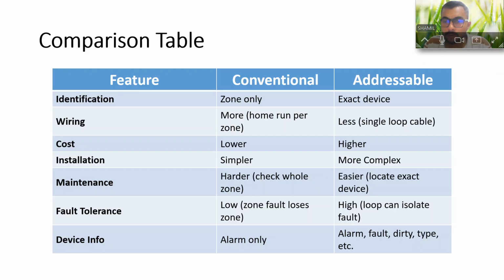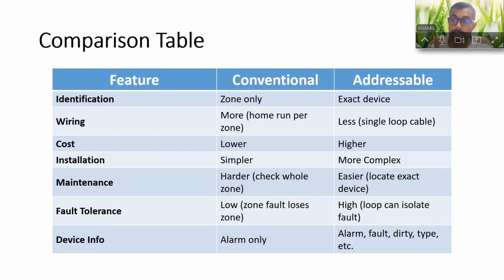Okay. Now coming to fault tolerance, the fault tolerance of a conventional system is low. That is, suppose that there's an open circuit in the conventional system. If there is an open circuit in one particular zone, then the entire zone loses its operational capability. Okay, but when it comes to the addressable system, if there is a fault in the loop circuit, that fault can be isolated and the remaining devices can still work properly in the loop. So that is the advantage of having an addressable system in case of fault.